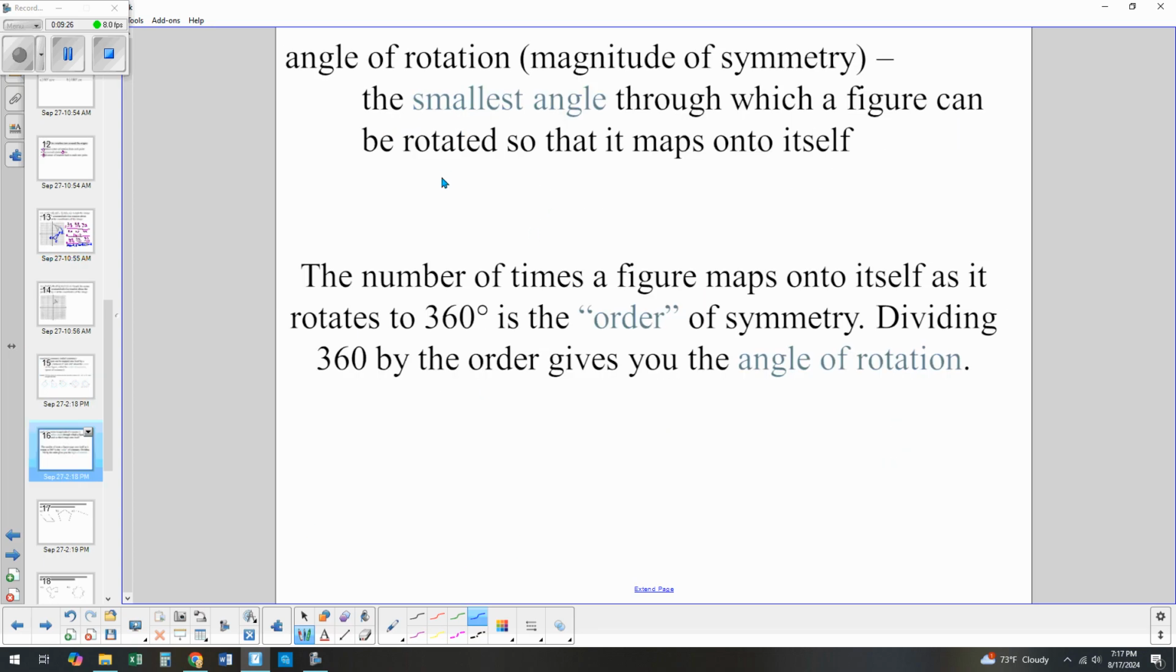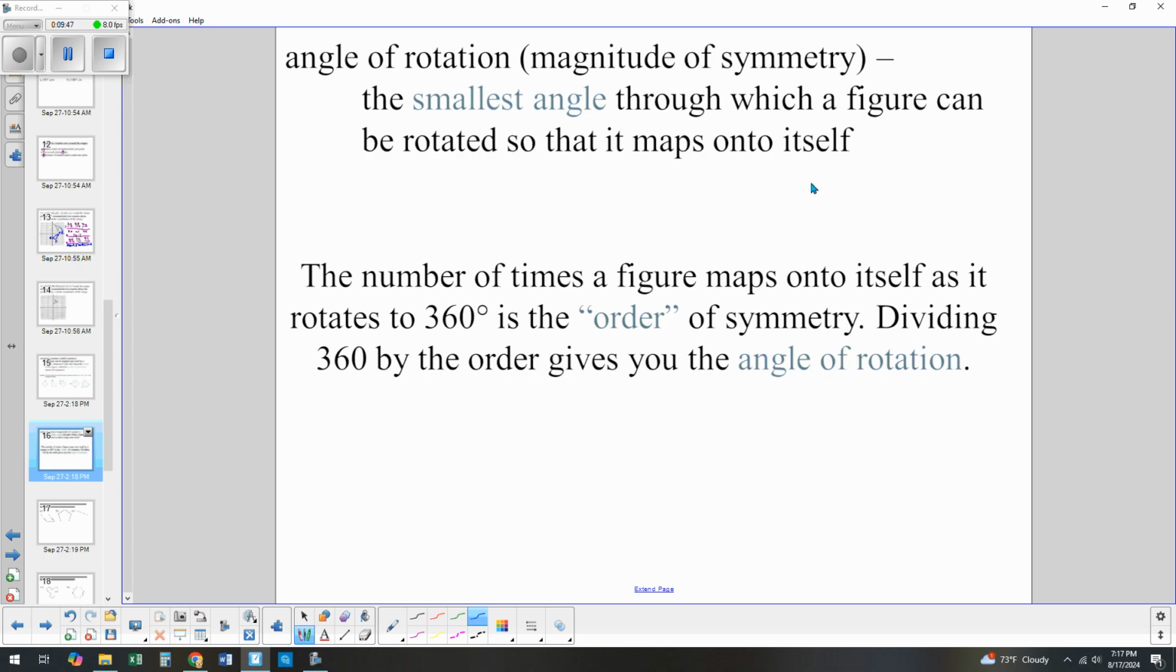The angle of rotation is also called the magnitude, and I will be using both words interchangeably. So the magnitude is the smallest angle through which a figure can be rotated so that it maps onto itself. The largest angle of rotation, or the largest magnitude, can be 180.